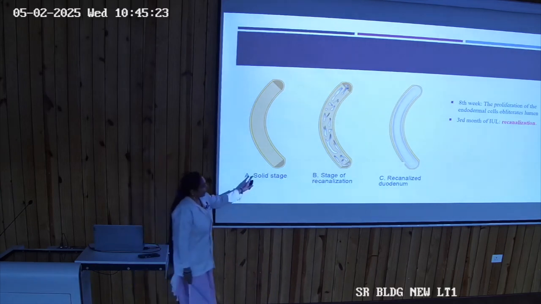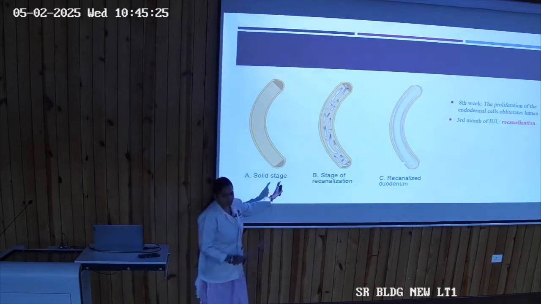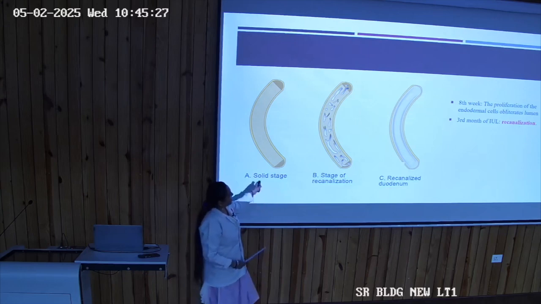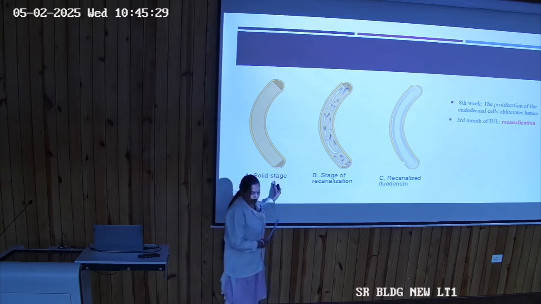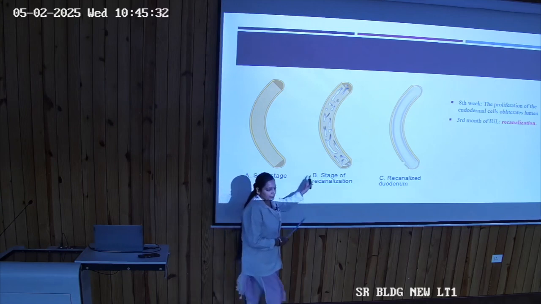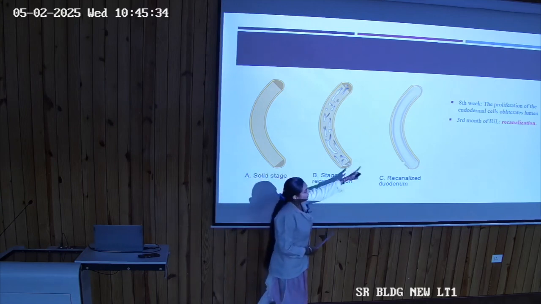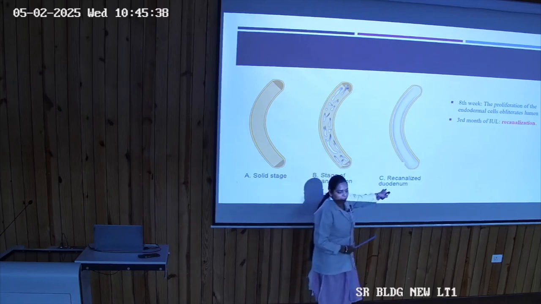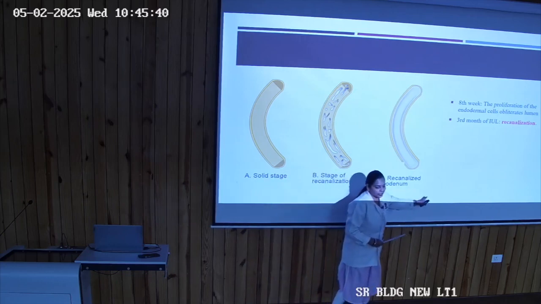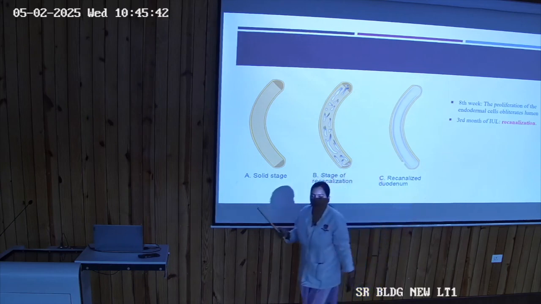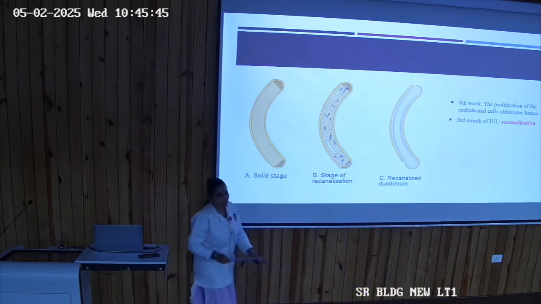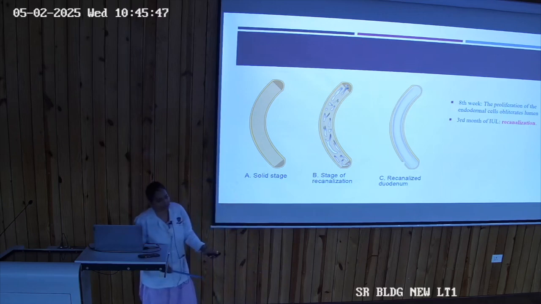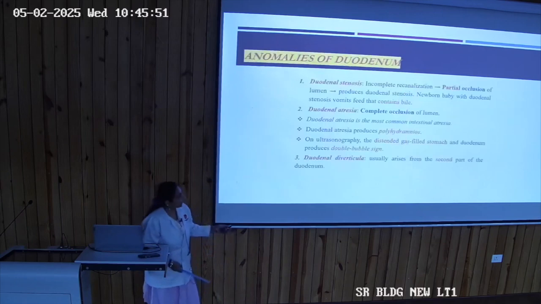First there is a solid stage, and then a tube is formed. Then because of the proliferation of the epithelial cells, small spaces start appearing during the third month of intrauterine life, and it forms a canal again. It is recanalized, like we had discussed in the esophagus. First it is obliterated and then it becomes recanalized. So again the same problem can occur here also. What kind of problem? There can be duodenal stenosis.